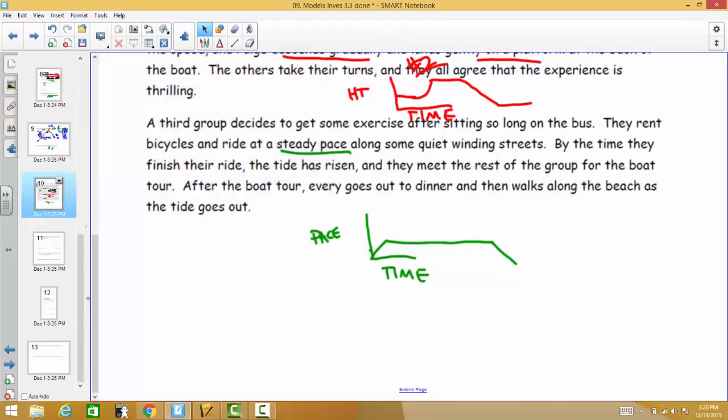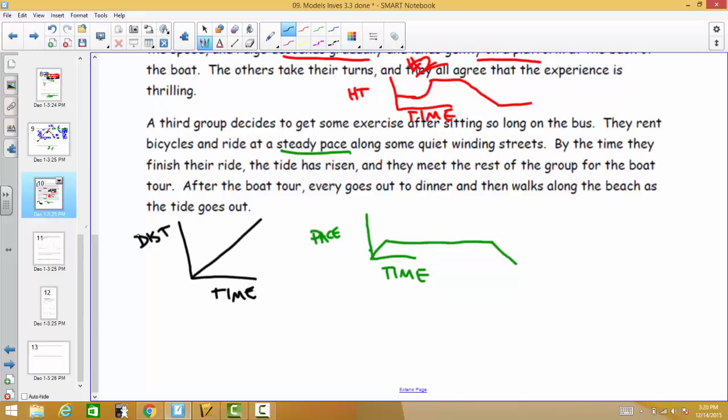You could do distance traveled with time. So the distance traveled would continue forever because even when you get back to the starting amount, you've still traveled more and more distance. If there were a steady pace, the distance would be steady.